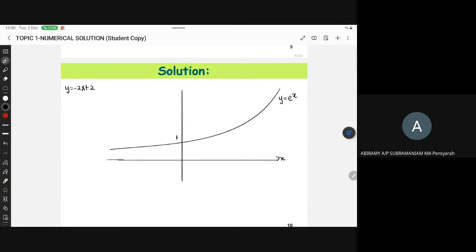So note that the x and y intersect. So when x is 0, y is 2, and when y is 0, x is 1. So we got the intercepts at 2 and 1, and this is a straight line with a negative gradient.